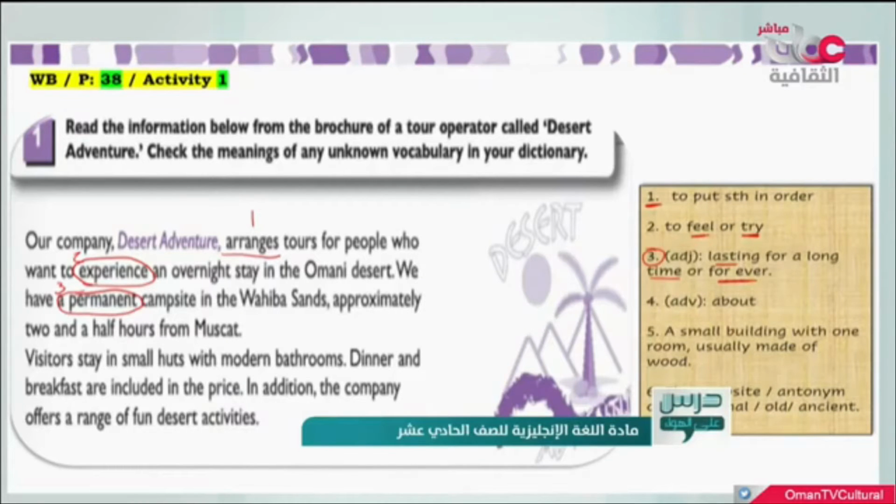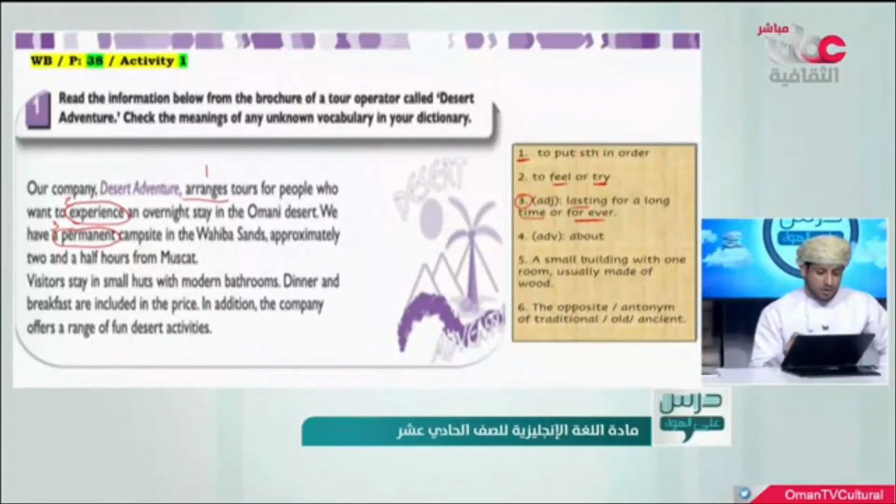All right, in the Wahiba Sands. So our target topic will be about Wahiba Sands, approximately 2.5 hours from Muscat. Wahiba Sand Desert is located about 2.5 hours away. Of course, it depends on how much you drive, depends on the speed of the car. Number 4, an adverb, which means about. Can you choose a word from the text? Yes. Approximately. It means about. This is for number 4.